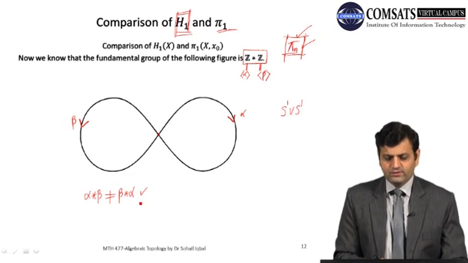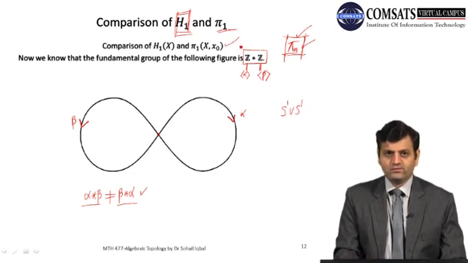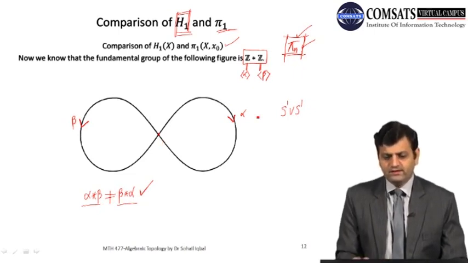In other words, these two words are not homotopic. The fundamental group is the group of homotopy classes of loops, so if alpha star beta and beta star alpha were homotopic, they would be the same element in this fundamental group. But they are different, so they are not homotopic. That's one observation.